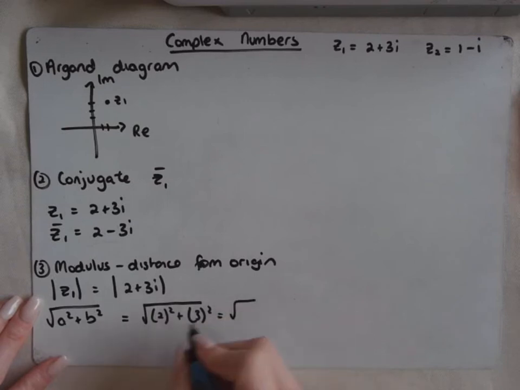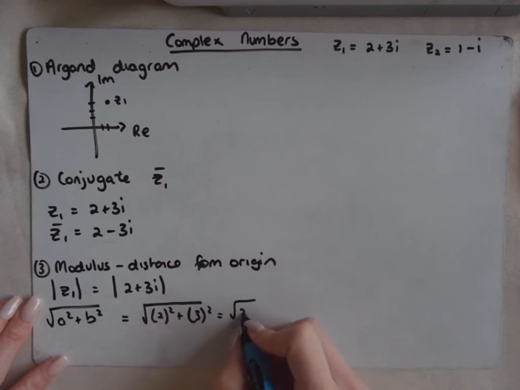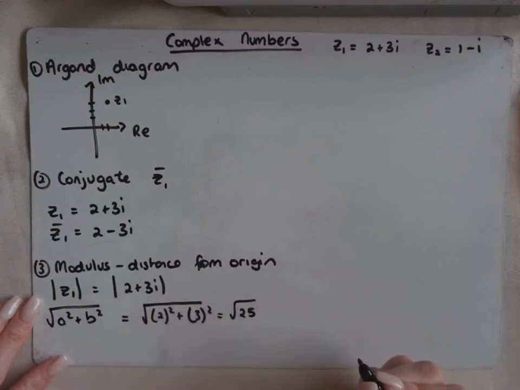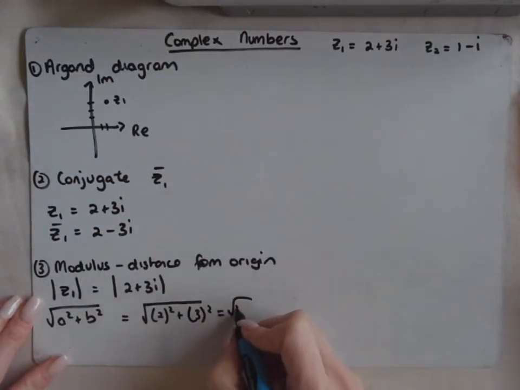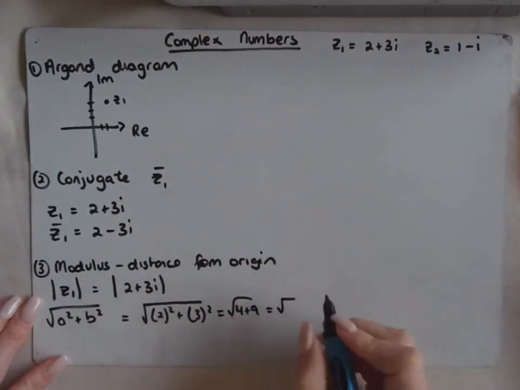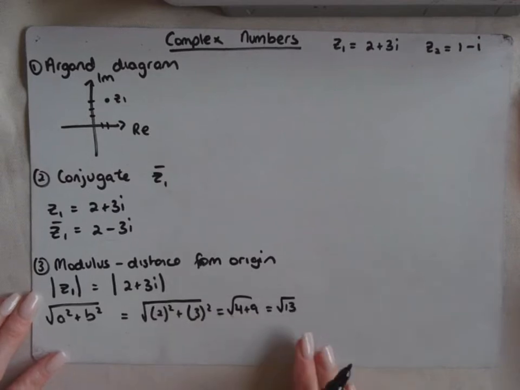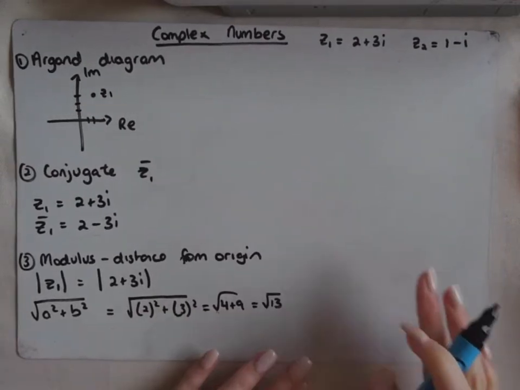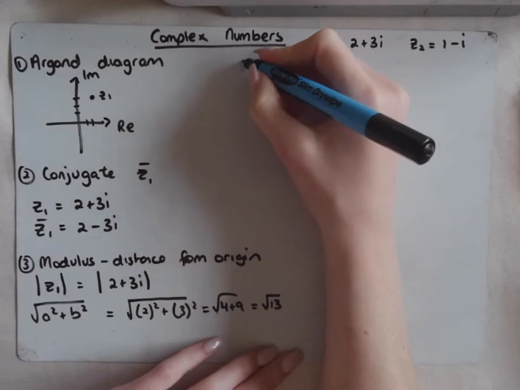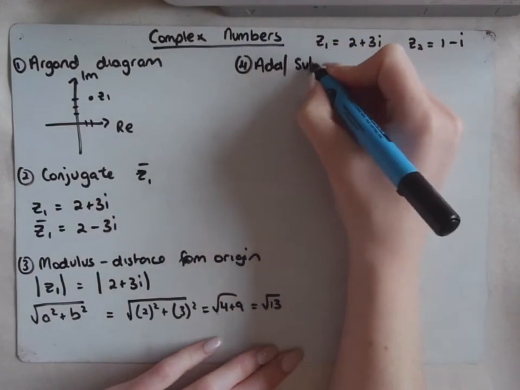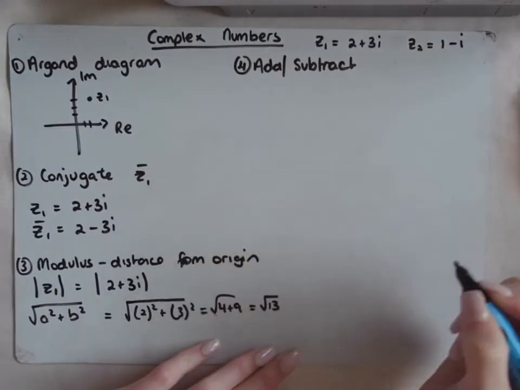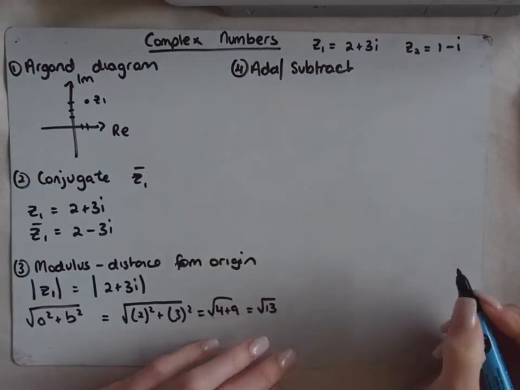So that is the square root of 4 plus 9, which is the square root of 13. Okay, so that's your modulus. The next thing they can ask you to do is add and subtract complex numbers. Okay, generally they like to ask subtraction because it's where you can make a mistake.